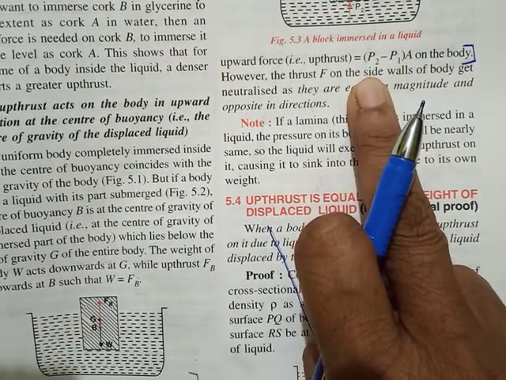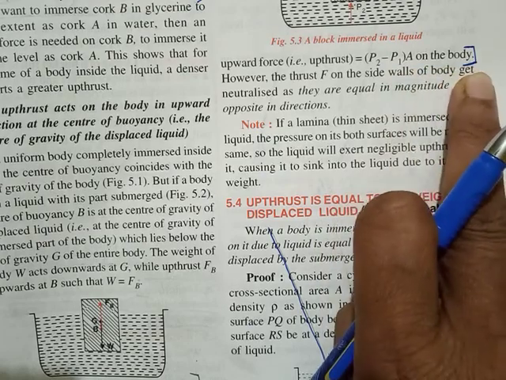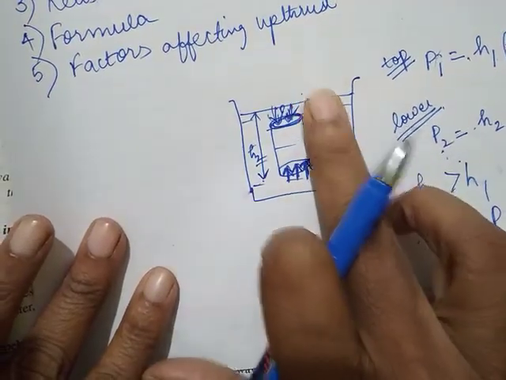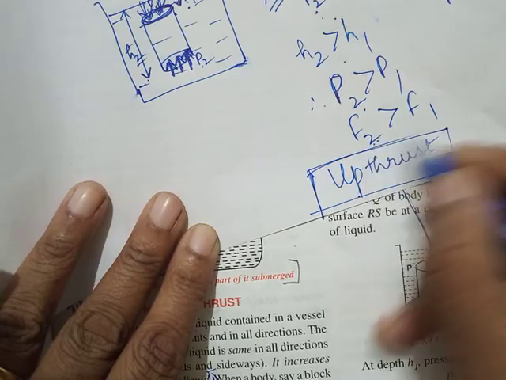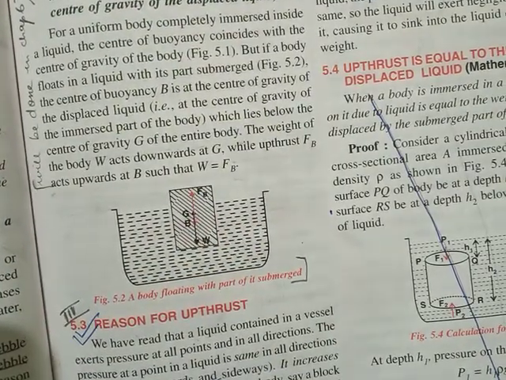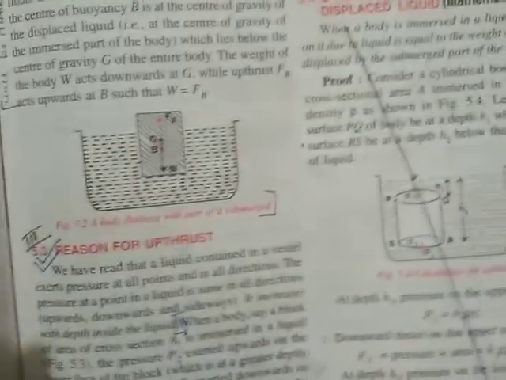That is upthrust: P2 minus P1 into A on the body. This upward force is dominating because P2 is greater than P1, since this is at a greater depth. We say that there is an upward force acting on a body. Is it clear, children? So if they ask you the reason for upthrust, you have to write these 3 points.